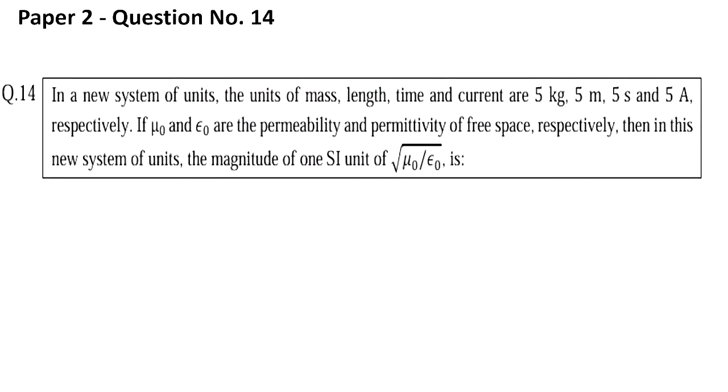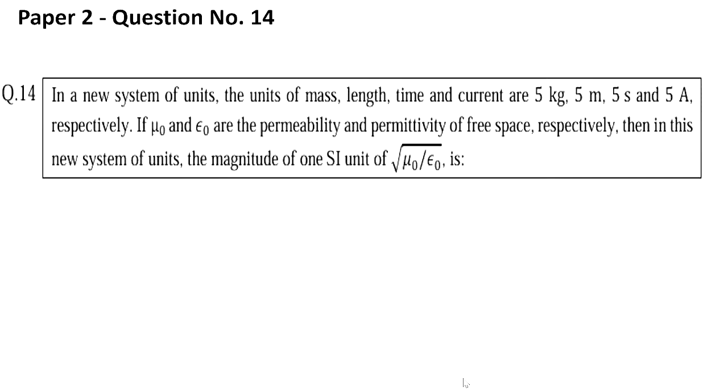Okay, so now question number 14, paper 2. Question number 14. In a new system of units, the units of mass, length, time and current are 5 kg, 5 meter, 5 seconds and 5 ampere respectively. So they have changed the units.